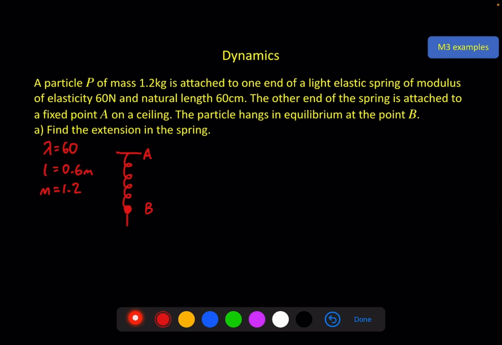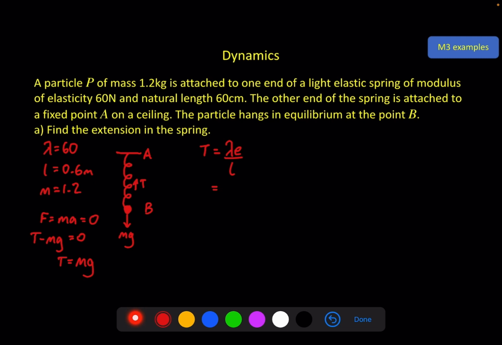In this situation, we know that there's mg here, and there's tension in the spring. If it's in equilibrium, which we're told it is, F equals ma is 0, the resultant force T minus mg equals 0, so T must equal mg. But we also know that the tension in the spring is equal to lambda x over L, and I'll try and remember to use E for the extension, so that I can use x for the displacement from the centre of oscillation later in the question.